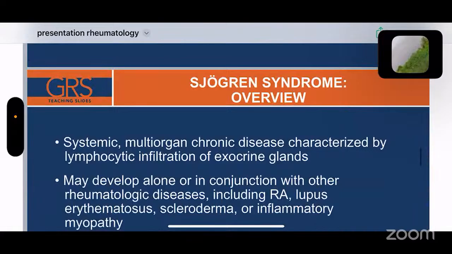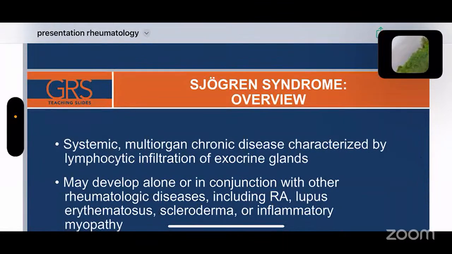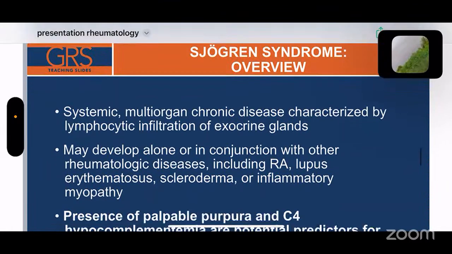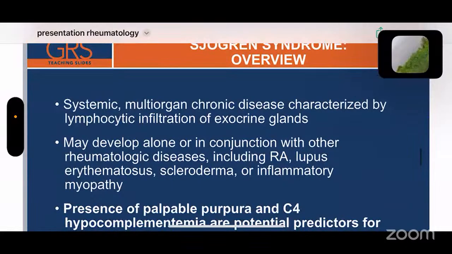So what is Sjogren syndrome? Sjogren syndrome is an autoimmune disorder affecting exocrine glands, resulting in dry mucosal surfaces. It's a systemic multi-organ chronic disease characterized by lymphocytic infiltration of exocrine glands, and it is divided into primary or secondary. It may develop as primary or secondary to a rheumatological disease: rheumatoid arthritis, lupus, scleroderma, or inflammatory myopathy.